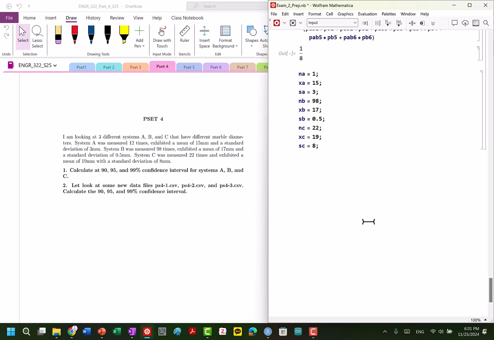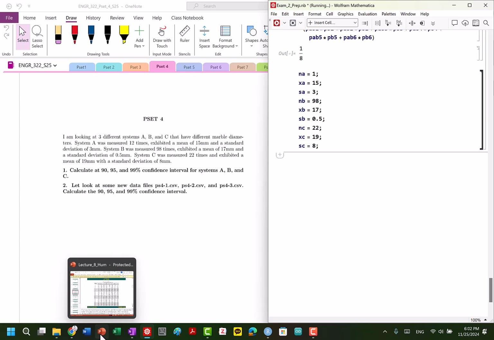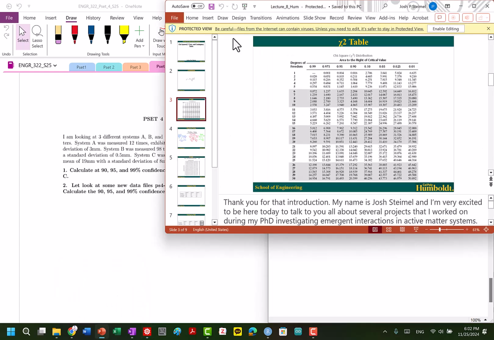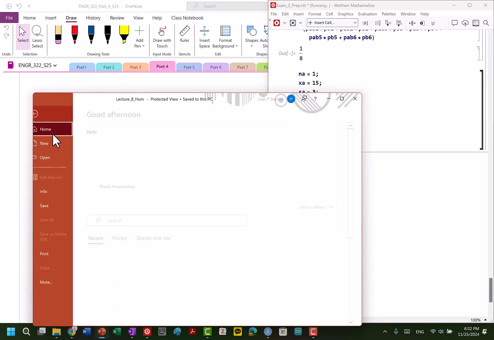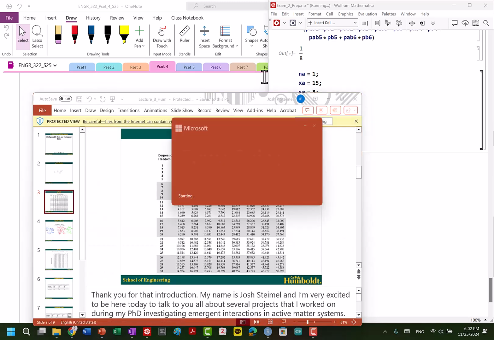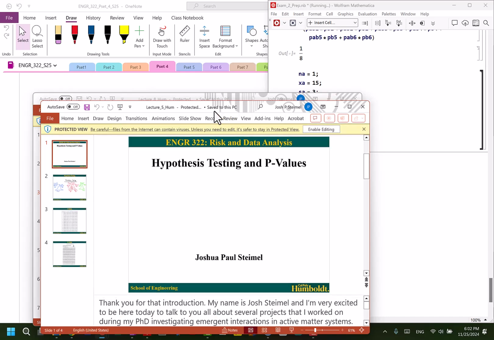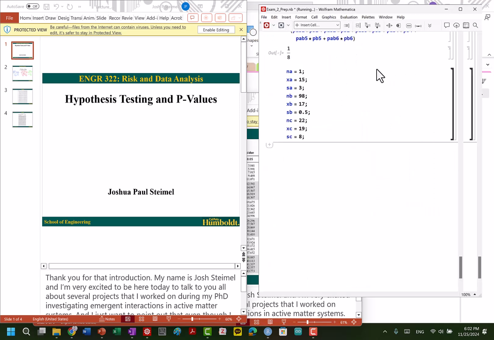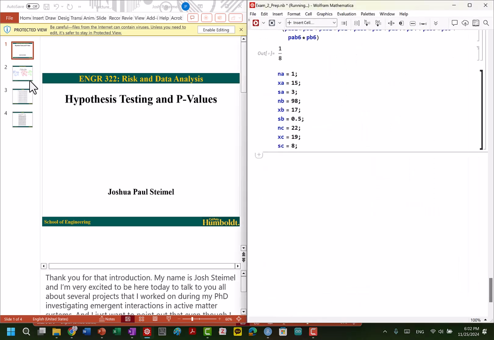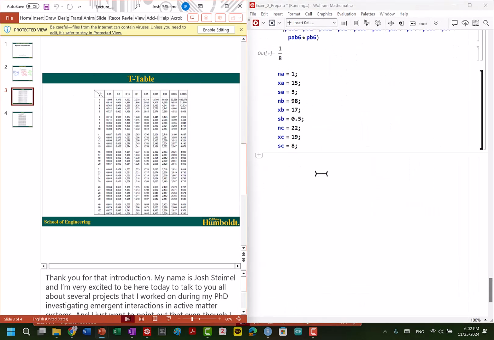So we need to calculate our 90, 99, 95% confidence intervals, all that good stuff. So what we're going to do is open up our notebook for lecture 5. Let's go ahead and shift this over here. So we need to find our t values.